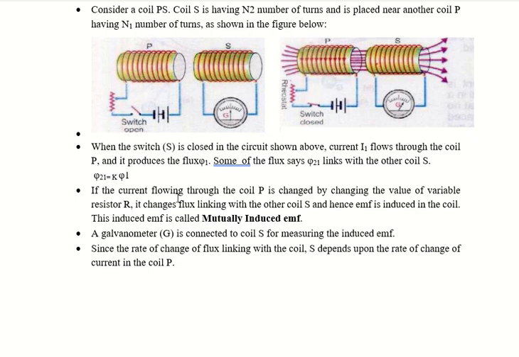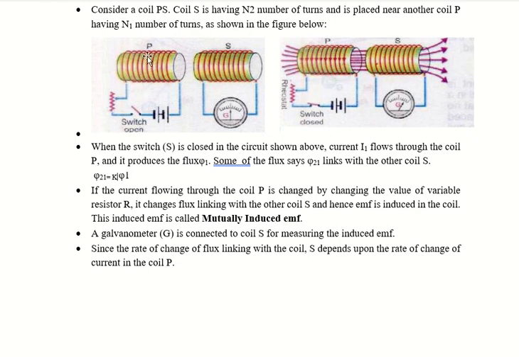If current flowing through the P is changed by changing the value of resistance, next you vary this value of resistance. So what happens? There will be change in current. When there is change in current, there is a change in flux linkage. So phi1 is changing. As a result, phi21 is also changing if you are changing the current in first coil. And when there is rate of change of flux linkage, what happens to the EMF? There will be EMF induced in first coil as well as second coil.